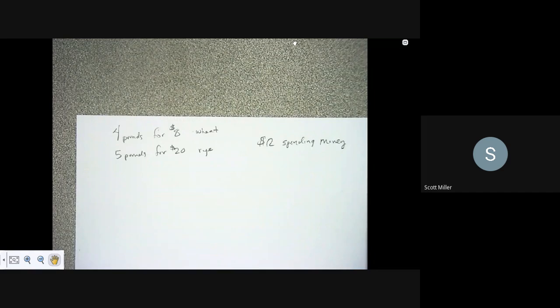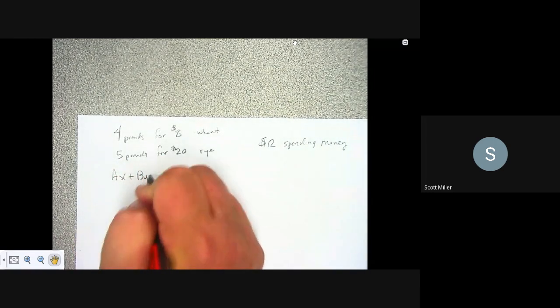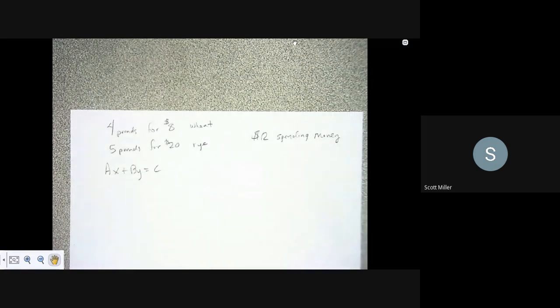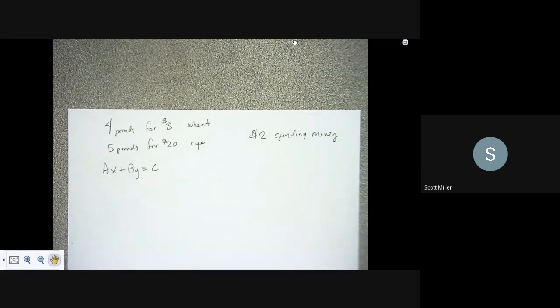It says write a linear equation in standard form. That's the general form. Okay? That's the AX plus BY equals C format. So how can I get this information into this format?